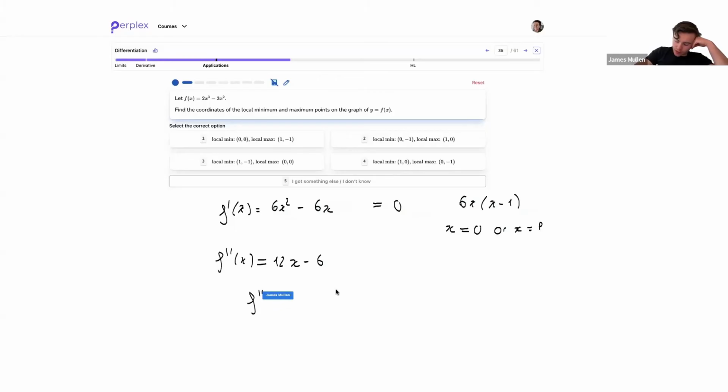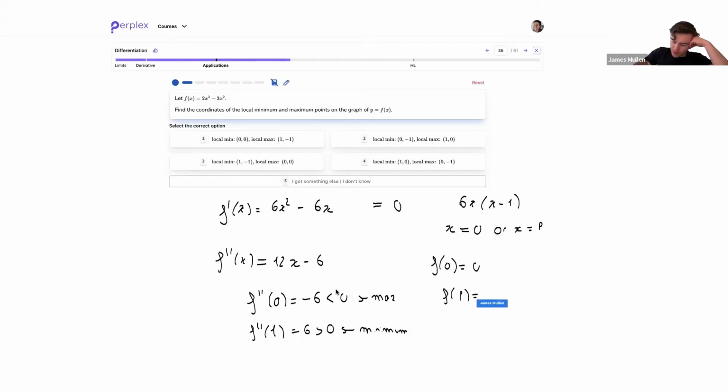Now f double prime of 0 is equal to 12 times 0 minus 6, which is negative 6, less than 0. So that's a max. And f double prime of 1 is equal to 12 minus 6, which is 6, and that's greater than 0, so that's a minimum. The question wants me to find the coordinates, so I have to plug these back into the original function. f of 0 is equal to 0, and f of 1 is equal to minus 1.